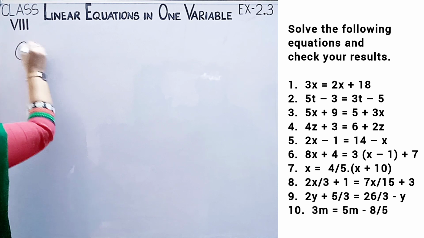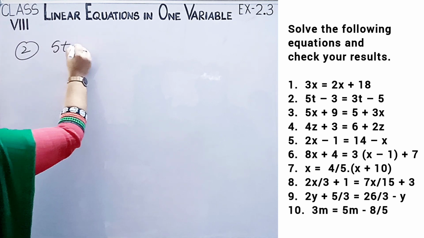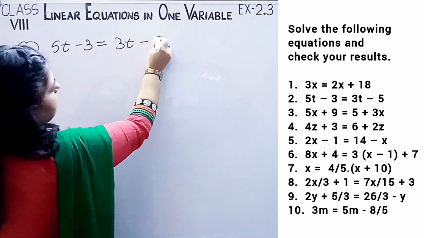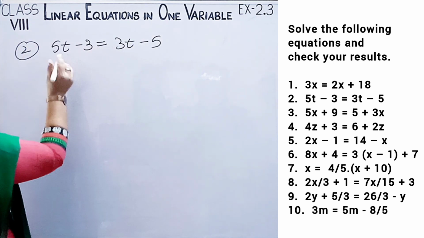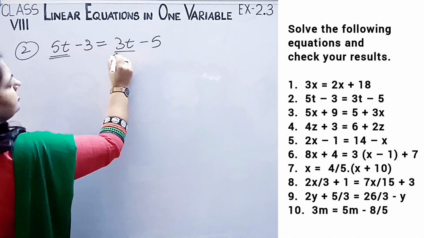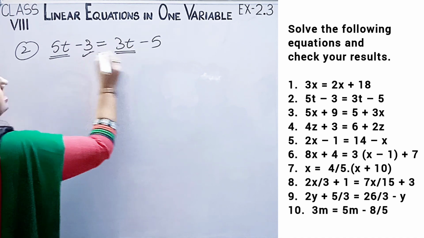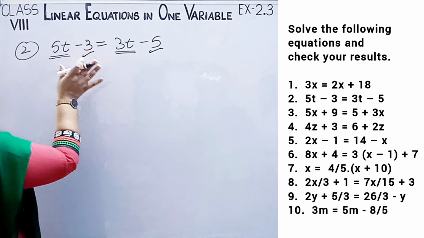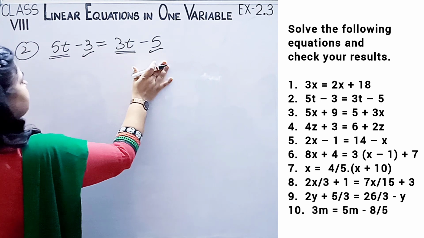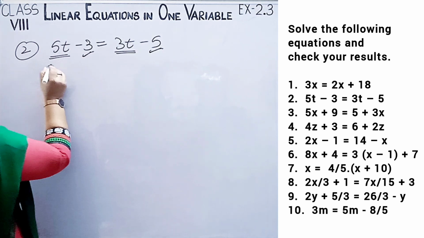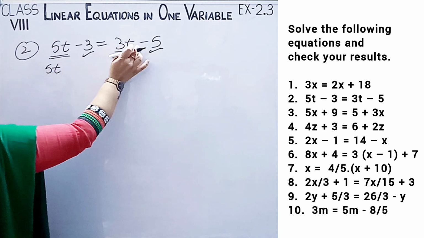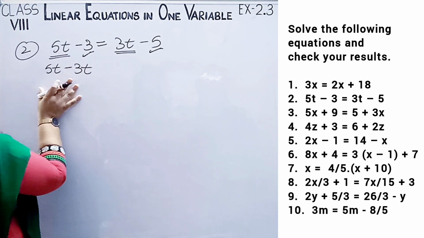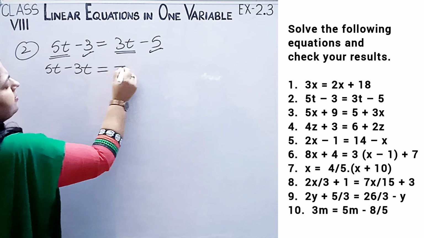Question number 2. 5t minus 3 equal to 3t minus 5. So here this is the variable part, and this is the constant part. So first we are going to separate variables from constants. So 5t, this will come here. So after transposing, this is 5t minus 3t equal to minus 5.